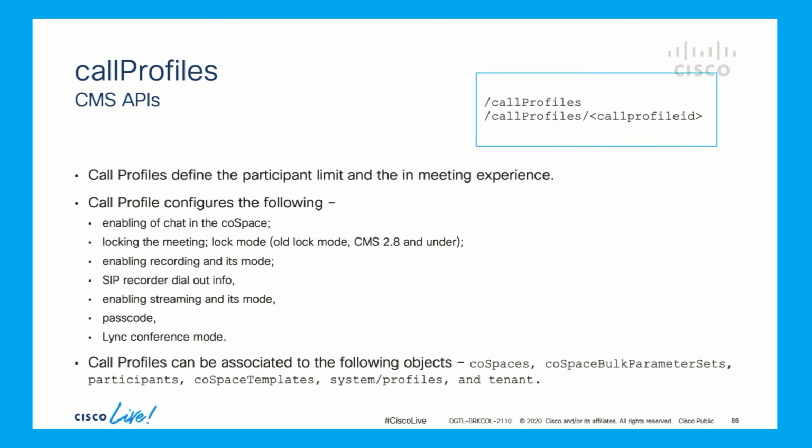Call profiles define the in-meeting experience and are also used to limit the number of participants. You can create multiple call profiles with different in-meeting experiences and apply them to different kinds of conferences. Call profiles can be attached to spaces, bulk space parameter sets, participants, space templates, tenant, and system profiles. Applying a call profile in the system profile means this becomes the default for all the spaces in CMS. Applying a call profile for the space will have higher preference over the profile configured in the system profiles.